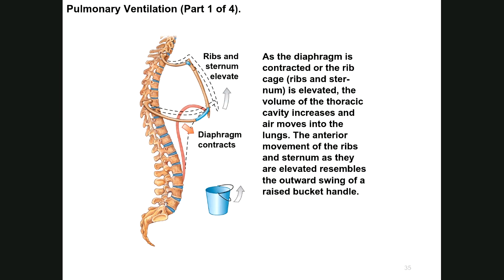As the diaphragm is contracted or the rib cage is elevated, the volume of the thoracic cavity increases and the air moves into the lung. The anterior movement of the ribs and the sternum as they are elevated corresponds to the outward swing of the bucket handle.